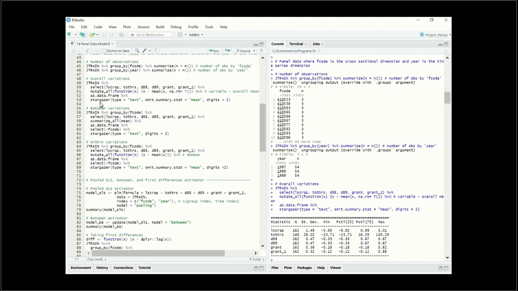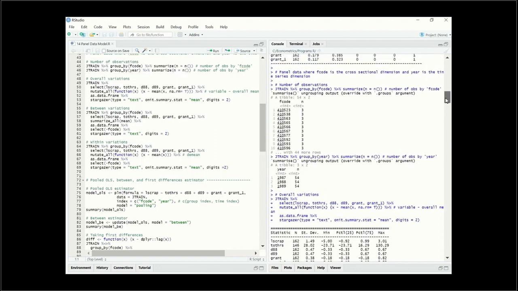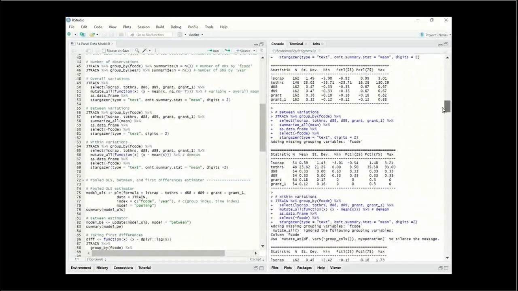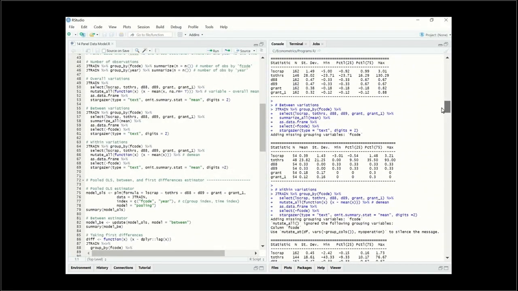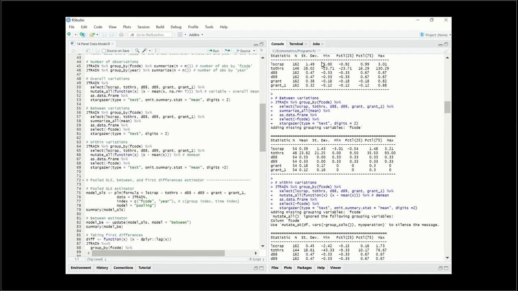And we're going to be, again, using the Stargazer to summarize the data, and we're going to be omitting the mean data. Digits equals 2, we're going to summarize everything to 2 digits after the decimal point. So these are the different variations that we're going to be summarizing here. So the first one would be the overall variation, the between and within variation. So here is the standard deviation for each of these for the overall variation.